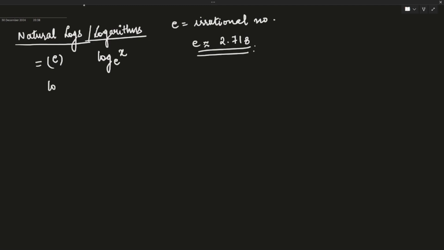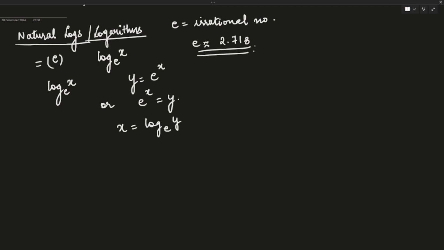E is just an irrational number which is used in logs. So logs with the base of e are known as natural logs. So e is an irrational number whose value is approximately equal to 2.718, and logs to the base of e are known as natural logs. Suppose we have y is equal to e to the power of x, or you can write e to the power x is equal to y. If we write it in log form, it will be x is equal to log of y to the base of e.